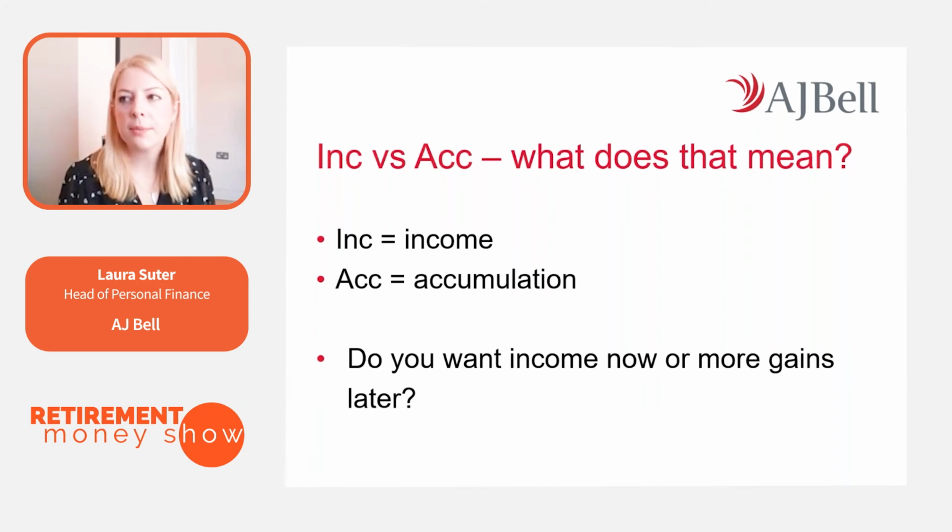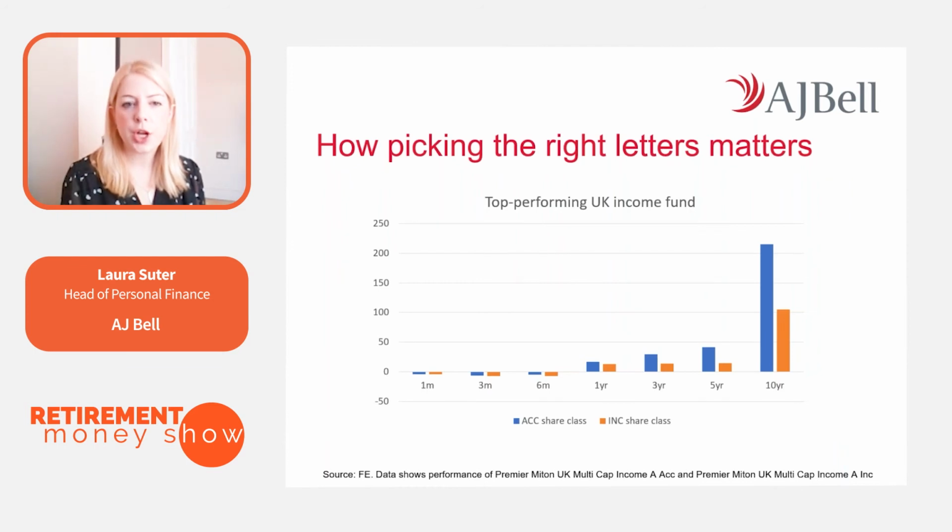I thought it would be useful to look at the difference this makes, because this feels like a very technical aspect, but actually it can have a dramatic impact on the returns in your portfolio. If we look at this chart here, this chart shows a top performing UK income fund, and the blue bars are the AC share class, so the accumulation where that income has been rolled up into the fund, and the orange one is the Inc share class where that income has been paid out.